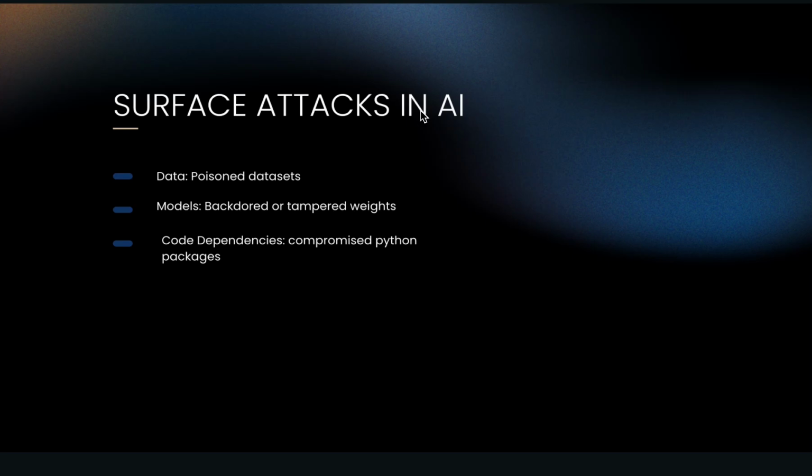Code dependencies or packages. This can go both ways. If the model is downstream, compromised Python packages can affect it. And this can also go downstream: once the model gets affected, it also affects downstream services using the model.